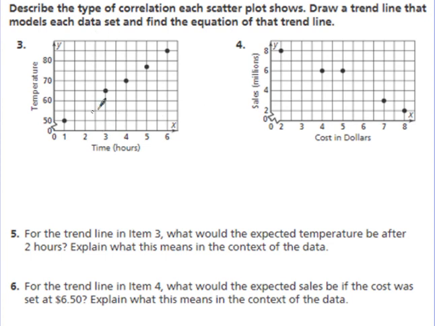Okay, now I want to describe each type of correlation each scatter plot shows. Draw a trend line that models each data set and find the equation of that trend line. So I'm going to draw my trend lines. Actually, I want you guys to draw your trend lines, write your equation, see how you do.